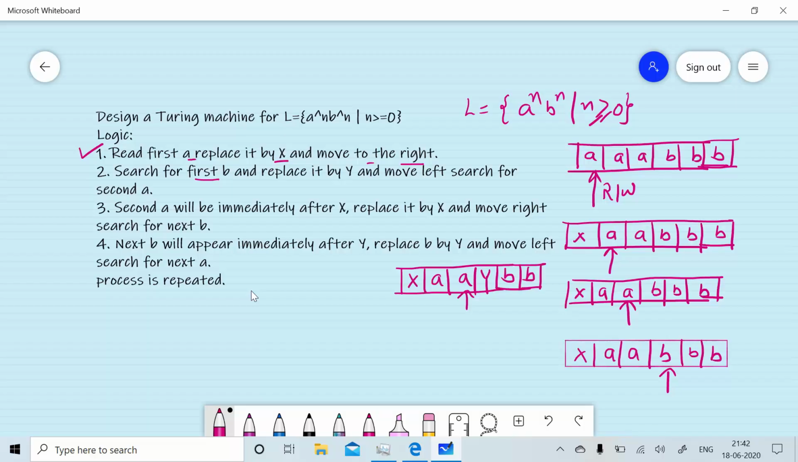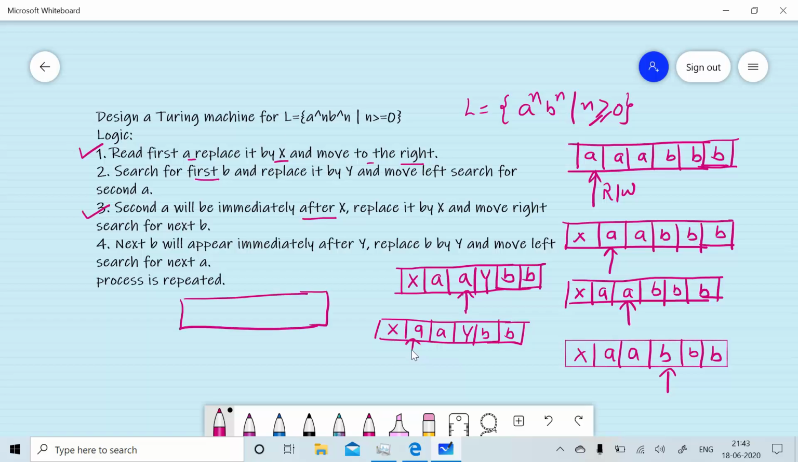So now we will search for the second A. The second A will occur immediately after X. So if we are reading A, we will keep it as A and move toward the left hand side. So we are pointing to this A. Next is A, Y, B. Then again we will read A, replace it by A, and we will point to X.